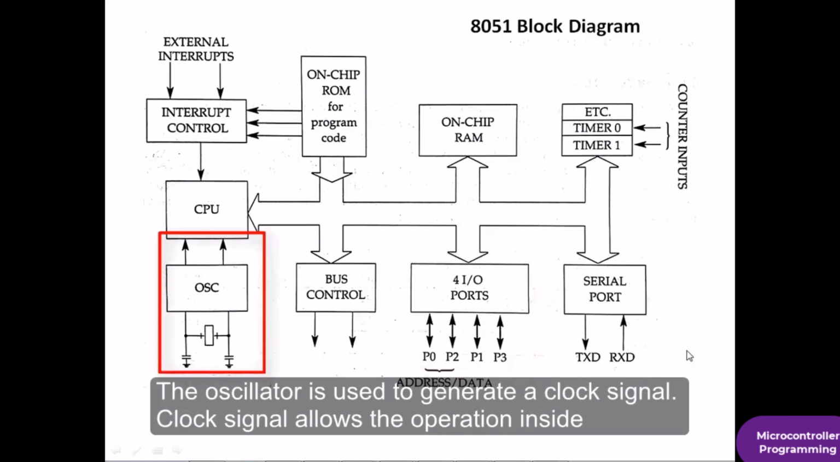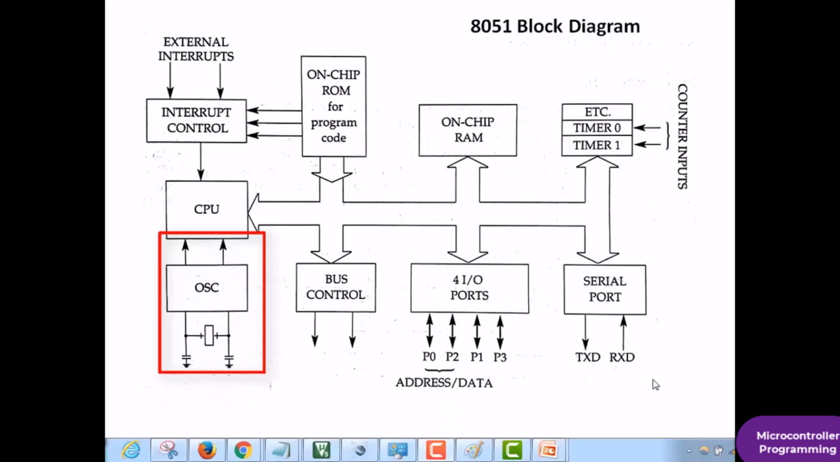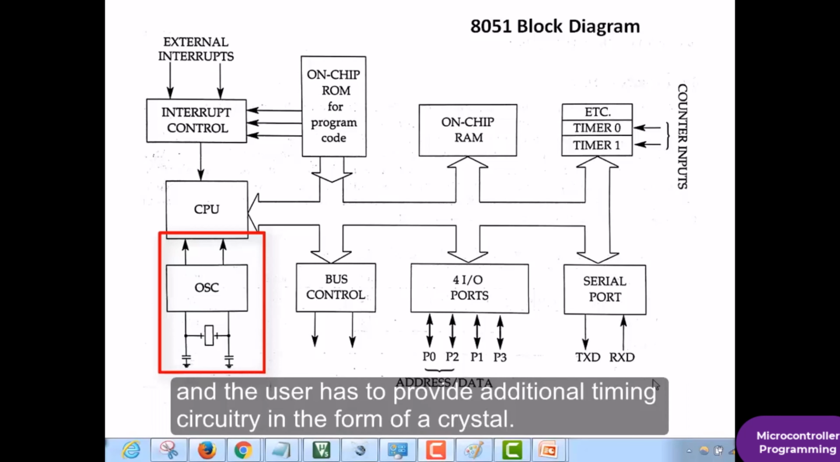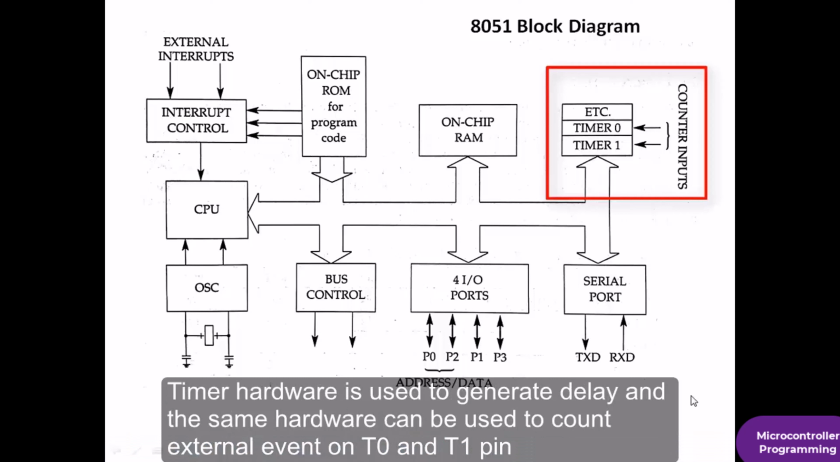Oscillators. An oscillator is used to generate a clock signal. The clock signal allows the operation inside the microcontroller and other parts to be synchronous. The clock generator is an integral part of the microcontroller architecture, and the user has to provide additional timing circuitry in the form of a crystal. Timer hardware is used to generate a delay.